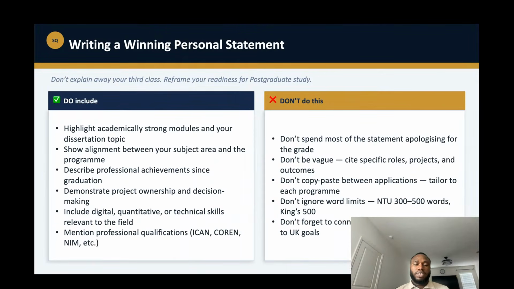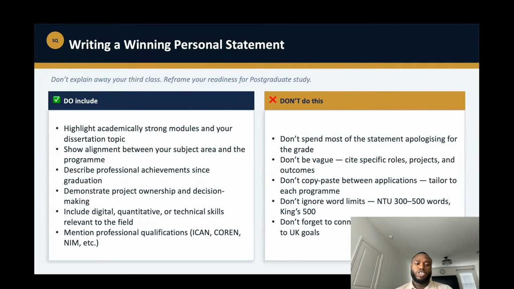Okay, let's talk about writing a personal statement. Because I said for most people who don't have a good undergrad degree, you need to have a winning personal statement, which is something we're going to help you do. So the first thing is that it has to highlight some of the academic modules where you did very well. So when you look at your transcripts and there are specific courses that you had an A or a B, you want to highlight and talk about that in your personal statement. You want to show how those subject areas align with the program that you want to do.